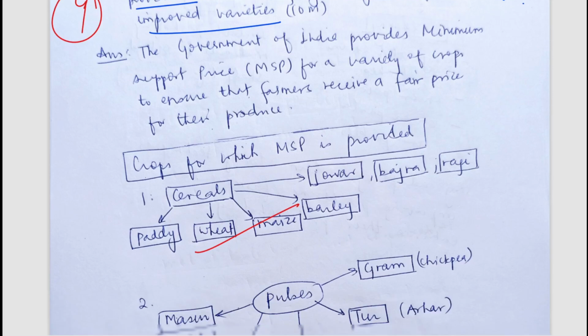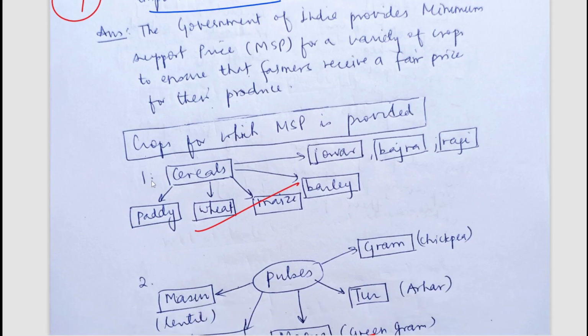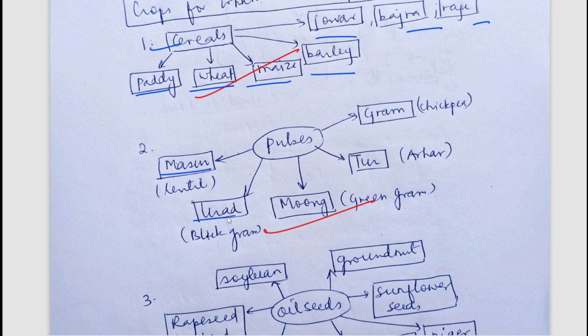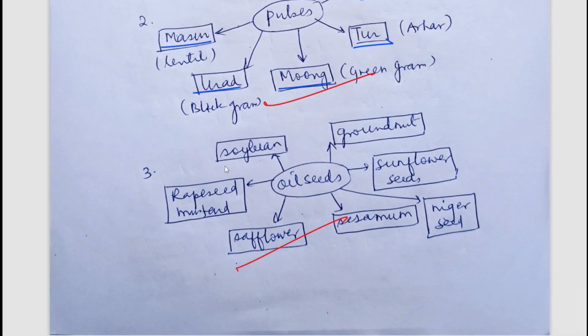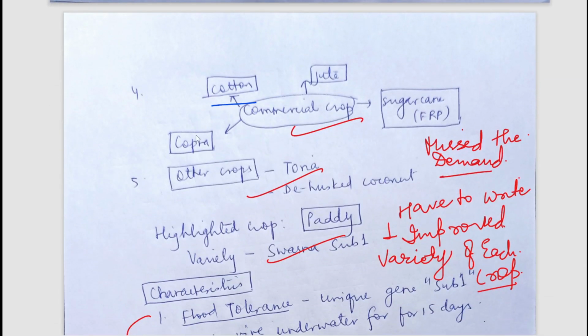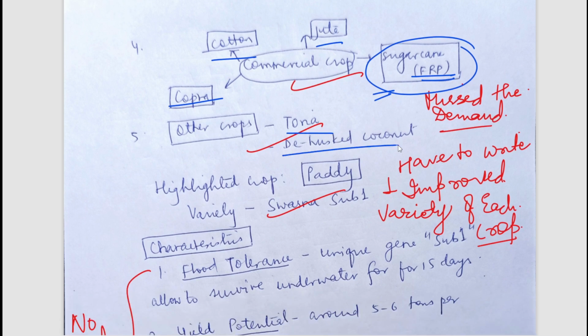So you can see the crops for which MSP is provided are, for cereals: paddy, wheat, maize, barley, jowar, bajra and ragi. For pulses: masoor, urad, moong, tur and gram. For oilseeds: soyabean, rapeseed, mustard, safflower, sesame, Niger seed, sunflower seeds, groundnut have been mentioned. Commercial crops such as cotton, copra, jute. Although FRP is given to sugarcane, that is also mentioned, so carefully written. Other crops, toria, dehusked coconut.